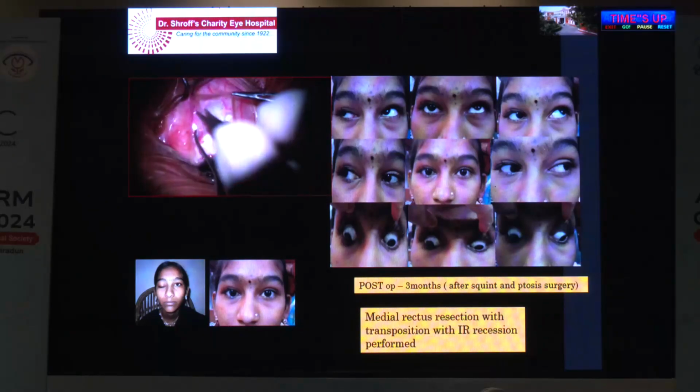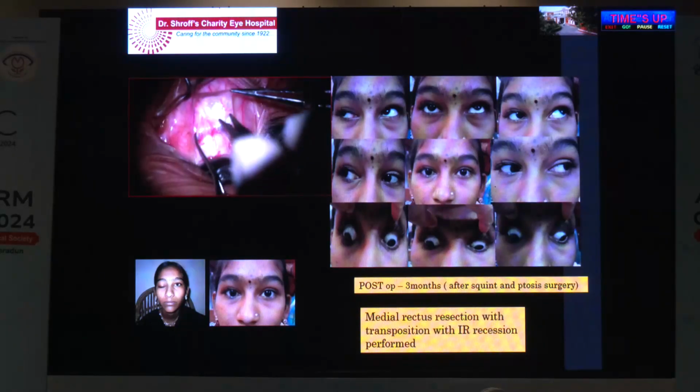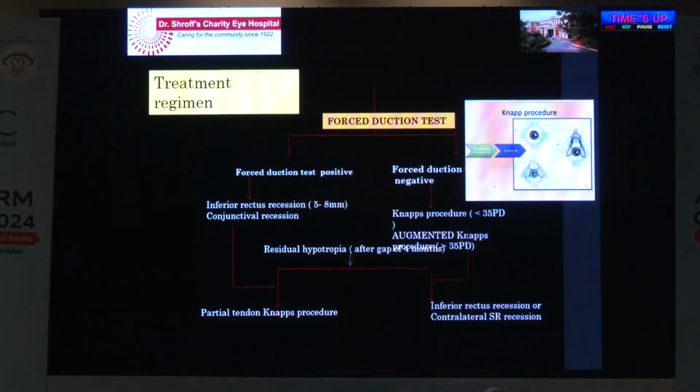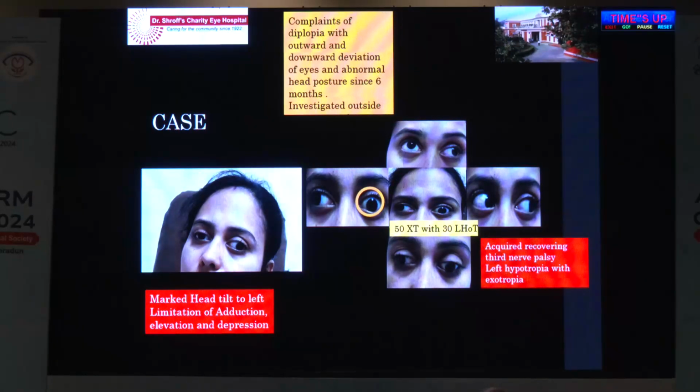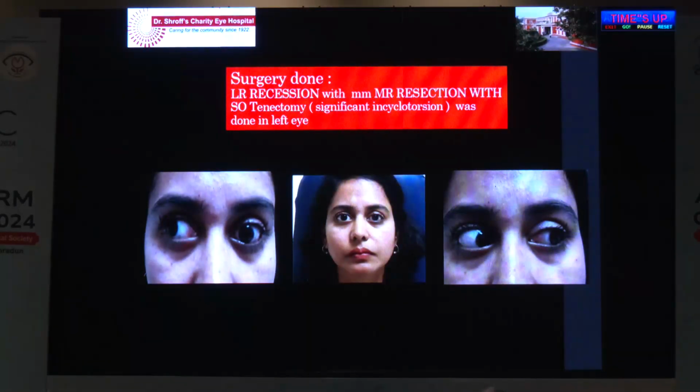If it is restrictive, then you do an inferior rectus recession. If it's not restrictive, and you find that the superior rectus is paretic, then you shift both the horizontal muscles to the superior rectus for the paralyzed muscle. That's called a Knapp procedure. So in all these cases, you have to know whether it's restrictive or paralytic. The FDT seems to be the investigation of choice.